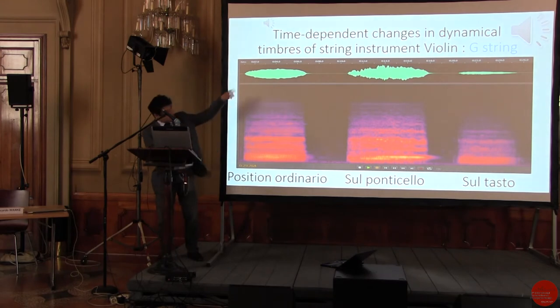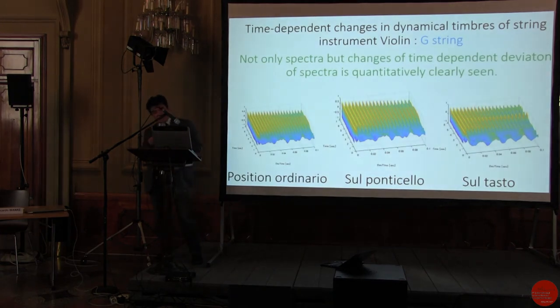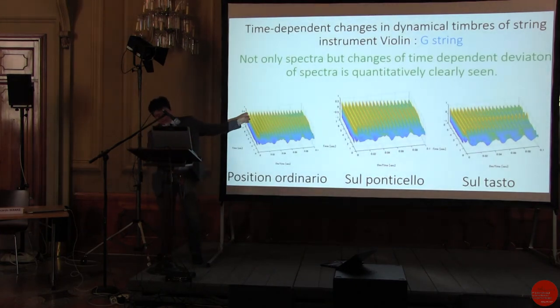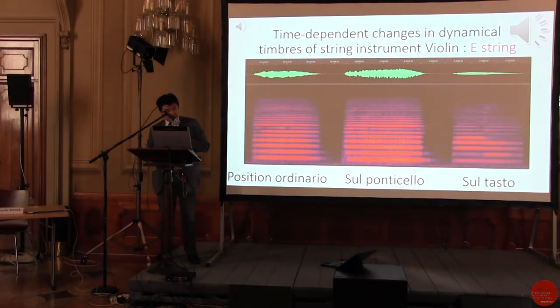And these are well-known spectrograms. We can easily calculate spectra and correlograms, time-dependent changes. And not only spectra, but the time-dependent deviation of the spectra is quantitatively and clearly seen, at least something like this.